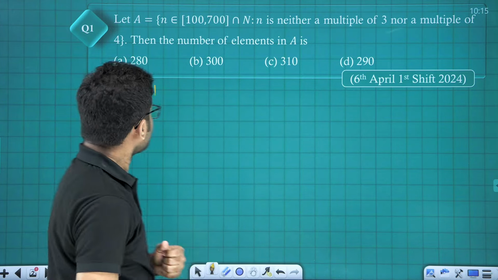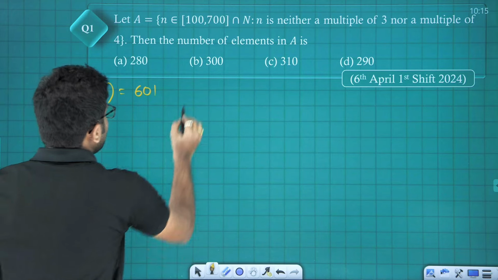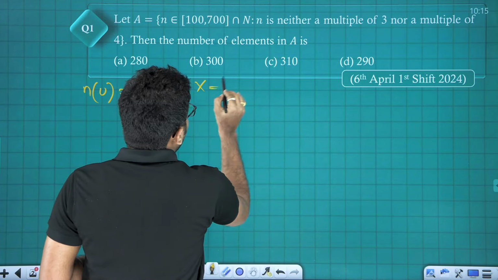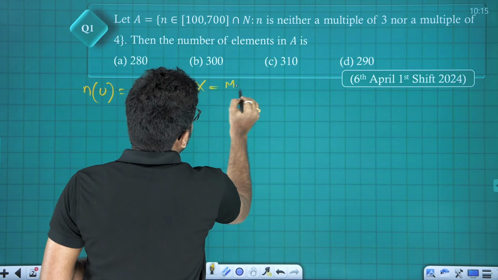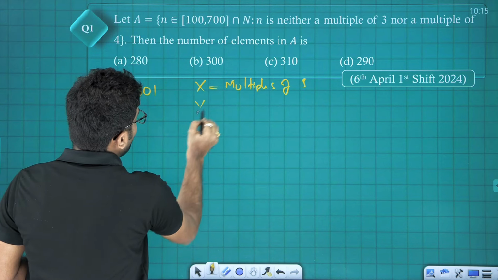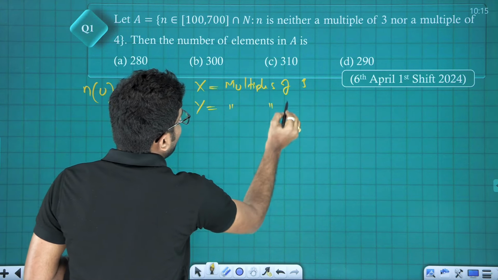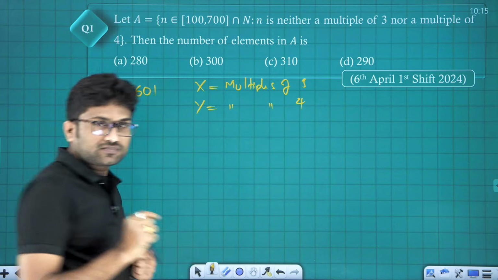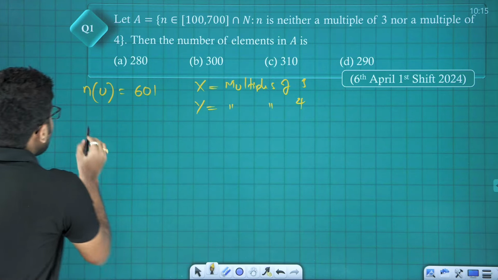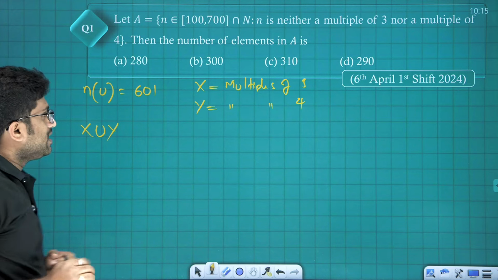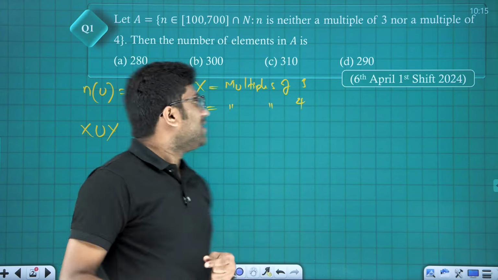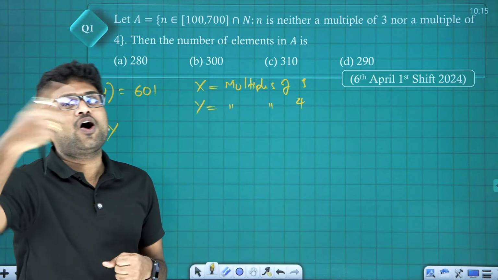For that we'll take two sets, friends. Let set X denote only the elements which are multiples of 3, and set Y denote only the elements which are multiples of 4. X denotes multiples of 3, Y denotes multiples of 4. Now, what do we mean by X union Y? X union Y indicates a set of elements which are either a multiple of 3 or a multiple of 4.